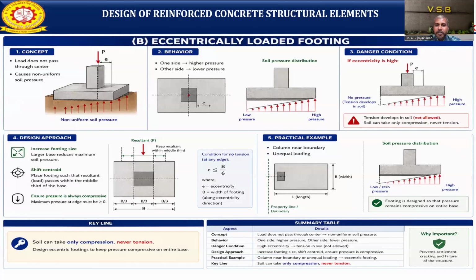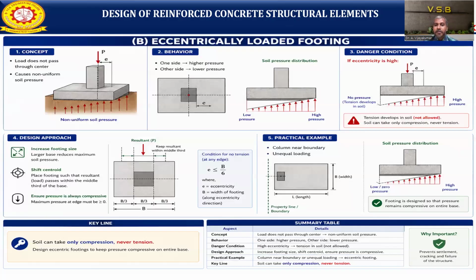So the condition for no tension at any edge is E less than or equal to B by 6. Where the load is near the boundary or unequal loading, we can use this type of footing. Soil can take only compression, never tension, so in the case of an eccentrically loaded footing, design it to keep the pressure compressive on the entire base. What is the summary we understand from this? The concept is that the load does not pass through the center, so non-uniform soil pressure will occur at the bottom of the base.